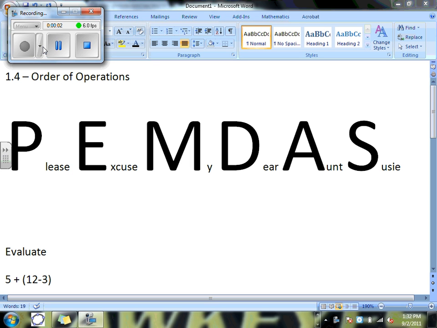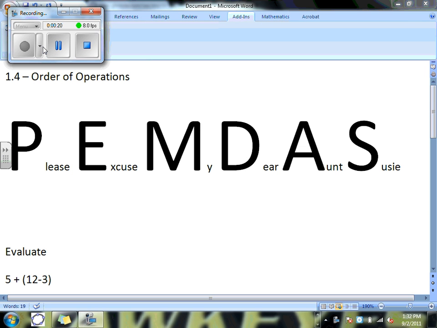Section 1.4 is solving numerical problems using the order of operations. Before we can start into a little more algebra stuff, we need to learn that order of operations. And we normally say it with an acronym: please excuse my dear Aunt Sally. P means we do the parentheses first. E means we do the exponents. M and D mean multiply or divide.